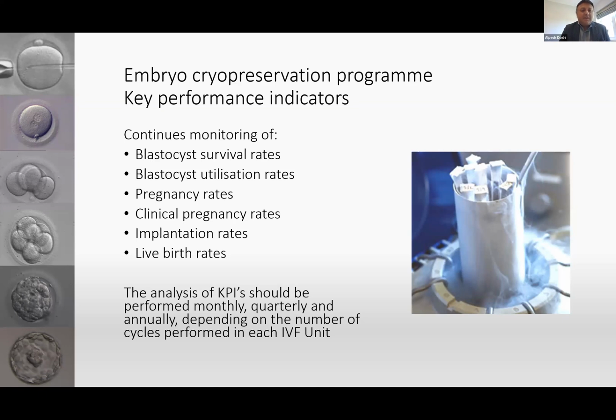You want to look at your pregnancy rates, your clinical pregnancy rates, of course, your implantation rates and live birth rates. Of course, these are very common KPIs which are monitored anyway in an embryology laboratory, but it can also give you a very good indicator on how successfully your freezing and thawing program is working in your own lab setting.